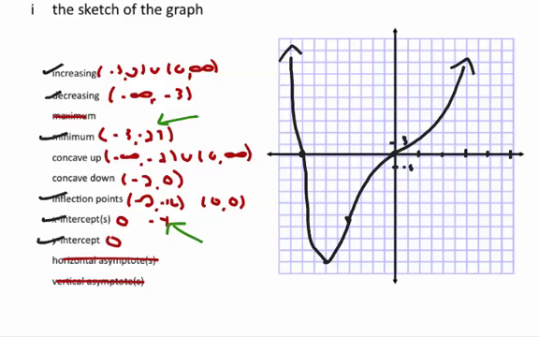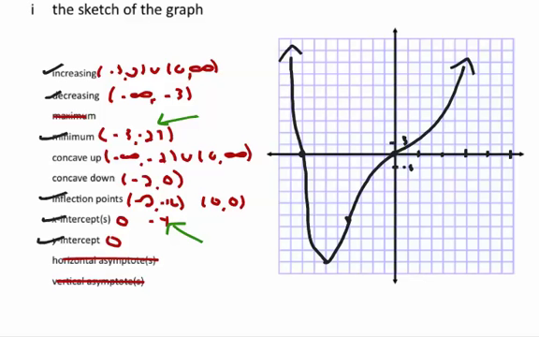So then we have a concave down section from -2 to 0. And concave down we want to make look like a hill, and if you look at that, you might believe that that's the left side of a hill. And again, concave up from 0 to infinity, it's going to look like a bowl.